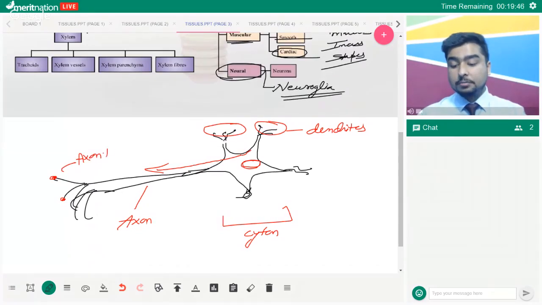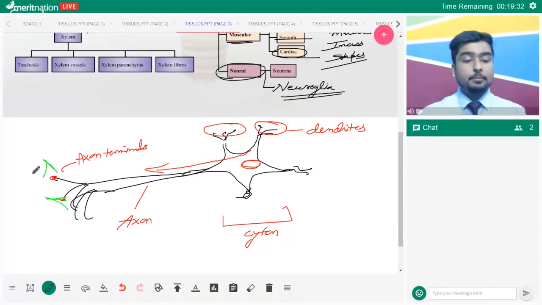These axon terminals meet either the dendrites of a new neuron, and this junction is called a synapse. So it might meet a new neuron or a muscle, where the impulse is passed, the information is passed from the neuron to the muscle. So that is how it operates. Let's go and discuss next.